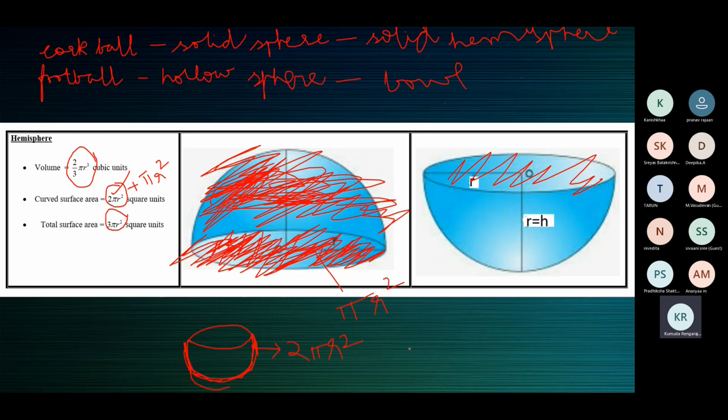But if it is half of a cork ball, then you can paint here. You can paint the CSA, which is 2 pi r square. You can also paint this portion on the top, pi r square. So it's 2 pi r square plus pi r square, which is 3 pi r square.